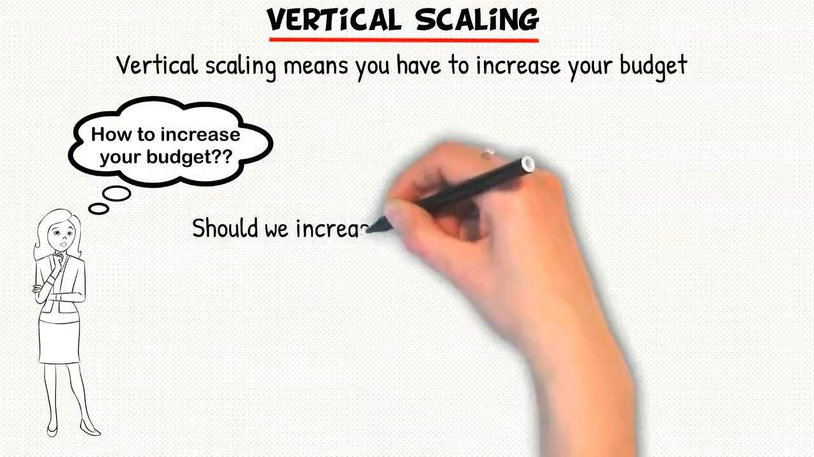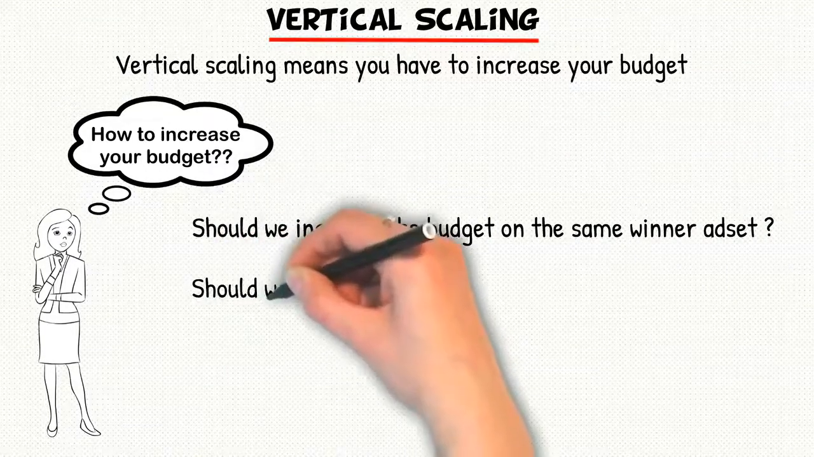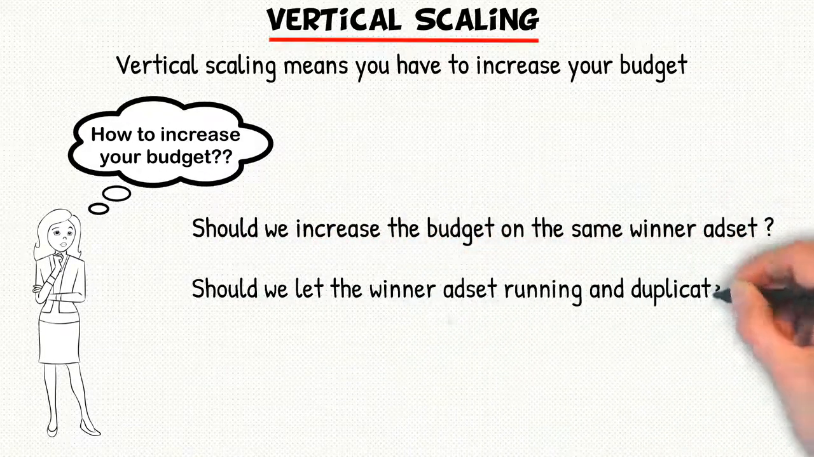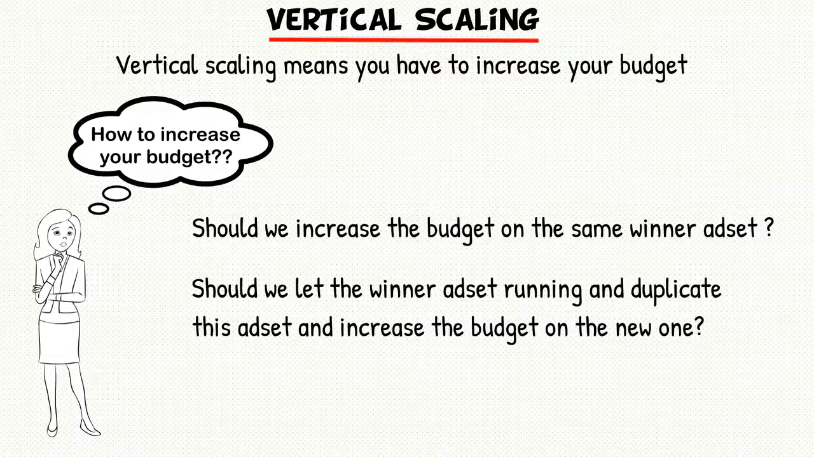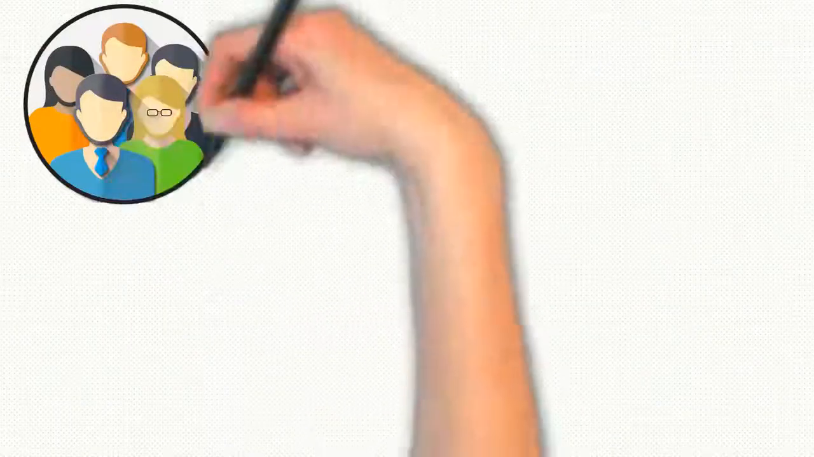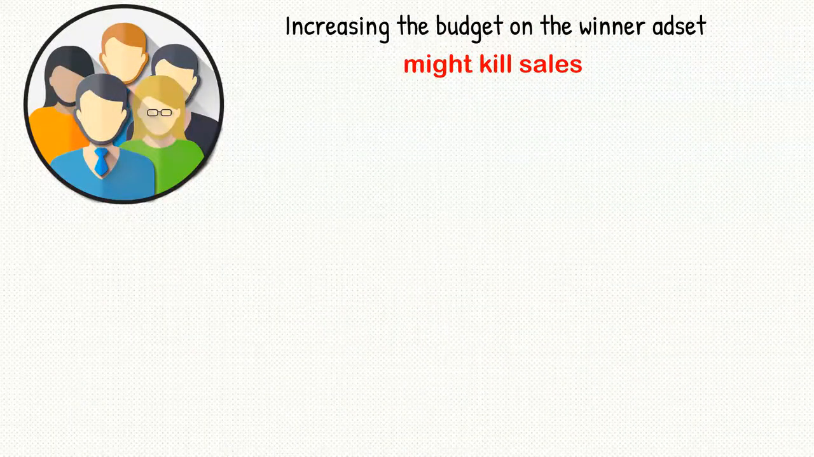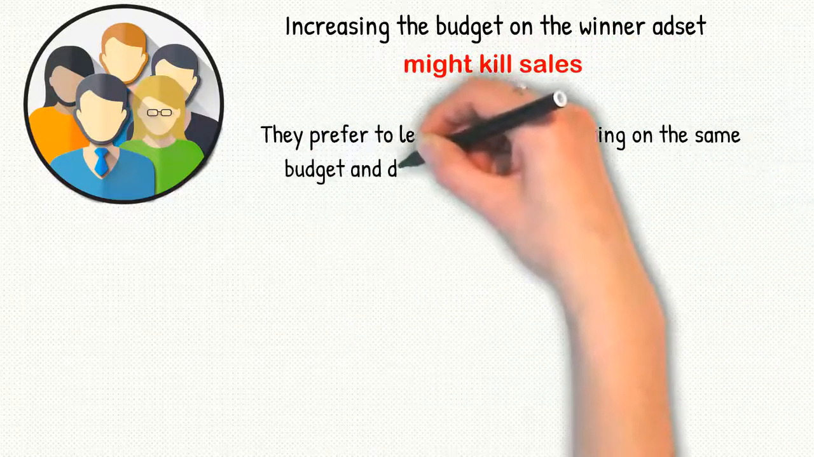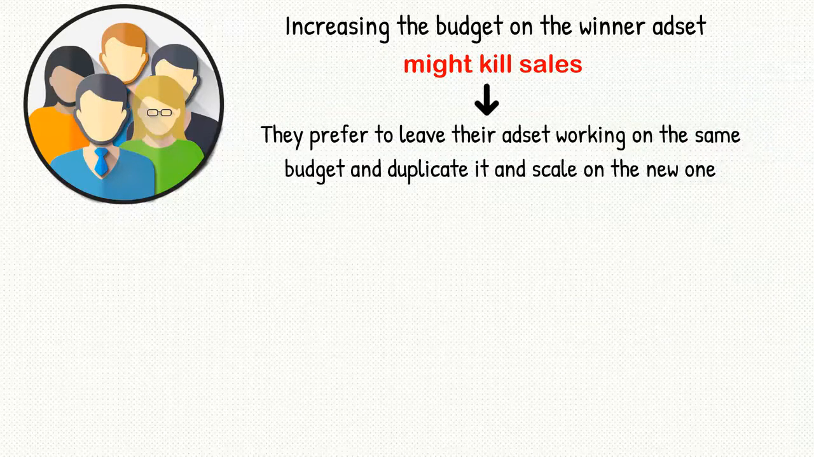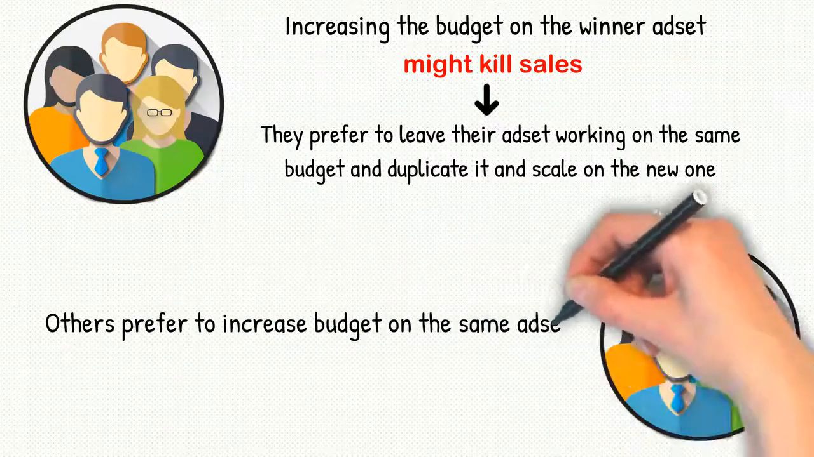Should we increase the budget on the same winner ad set, or should we let the winner ad set keep running and duplicate this ad set and increase the budget on the new one? A lot of people state that increasing the budget on the winner ad set might kill sales. That's why they prefer to leave their ad set working on the same budget and duplicate it and scale on the new one. And others prefer to increase budget on the same ad set.